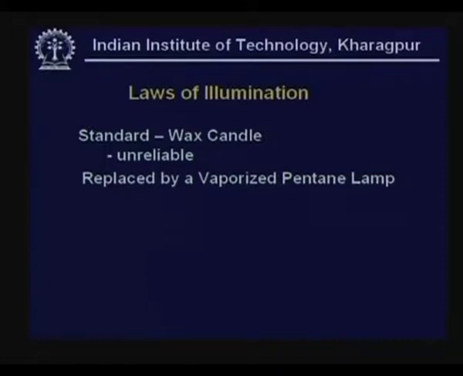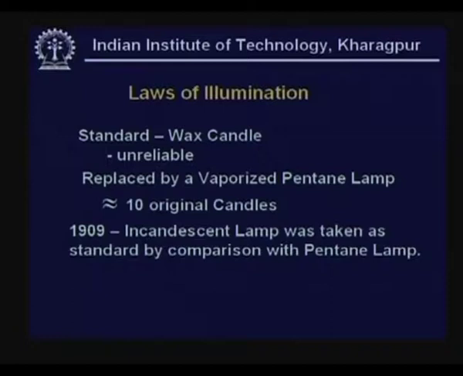However, it is highly unreliable. Recall that in any metrology or measurement technology, the standard adapted must be stable, must be reproducible from one laboratory to the other laboratory. Hence, it was considered to be very unreliable, which was subsequently replaced by what's known as the vaporized pentane lamp. A pentane lamp running on the pentane vapor, that's why it is called vaporized pentane lamp, which emitted light approximately 10 times the original wax candle. Subsequently, in the year 1909, it was replaced by an incandescent lamp, and it is compared with a pentane lamp.